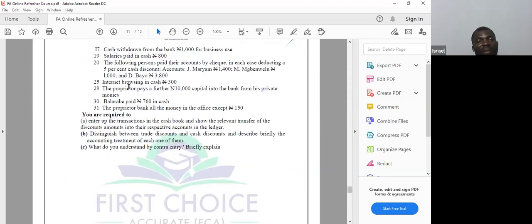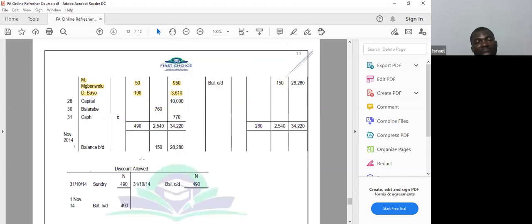The next one that we have is the proprietor pays a further 10,000 naira capital into the bank from his private money. Now, once your bank receives it, your bank increases. So you debit your bank, and the purpose why we are debiting is introduction of new capital. So we have to put capital here, then you debit it with 10,000 naira.